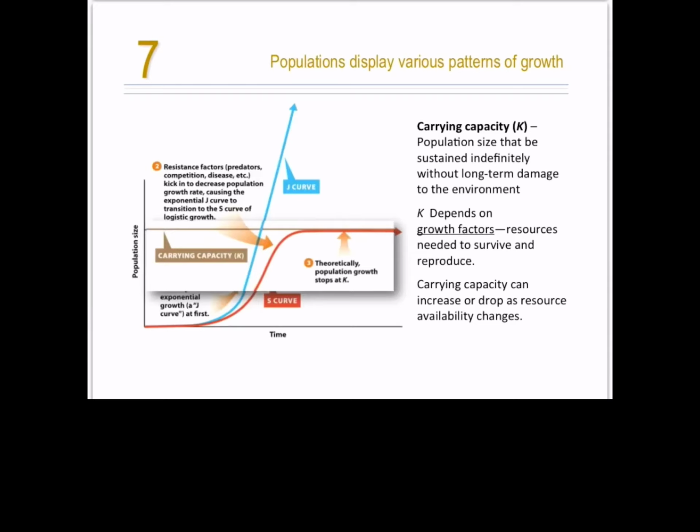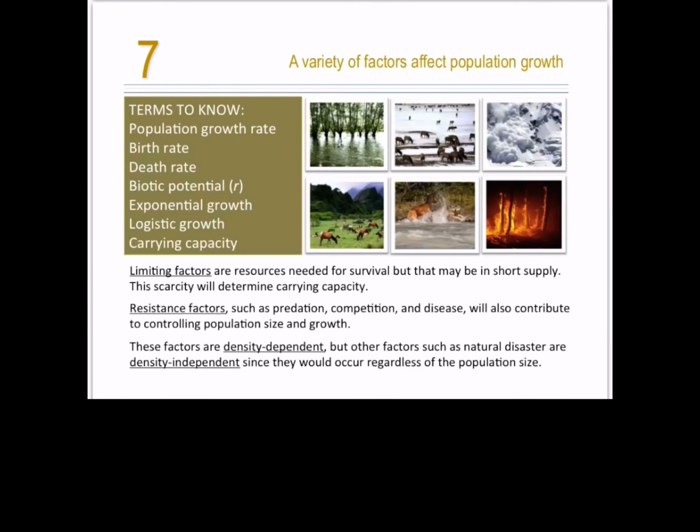A variety of different factors are going to affect population growth. Limiting factors are abiotic or biotic resources that an organism needs to survive and reproduce. They may be in short supply, and that scarcity is going to determine the carrying capacity of that ecosystem. Resistance factors include competition, disease that's going to kill off a certain number of organisms, and predation. All of these things are going to control the population size and growth.